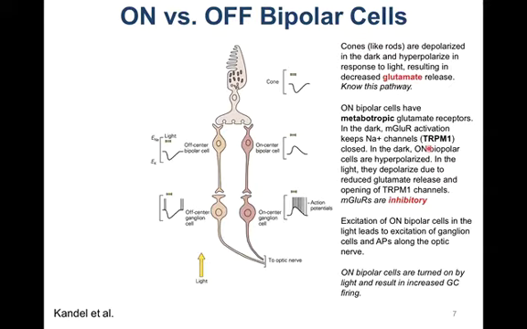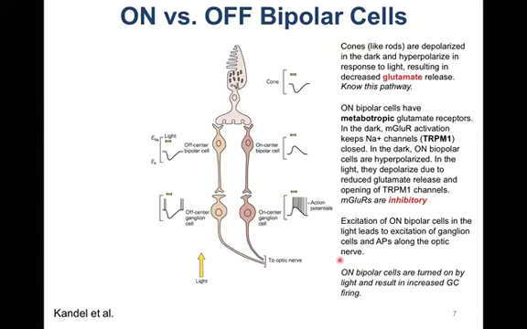Depolarized bipolar cells will release glutamate onto the retinal ganglion cells, which are the neurons in this pathway that will produce action potentials. Okay, so mGluRs then are inhibitory because when you have high levels of glutamate release in the dark, high levels of mGluR activity, your on bipolar cells are hyperpolarized. They're not excited. Okay, so on bipolar cells are turned on.